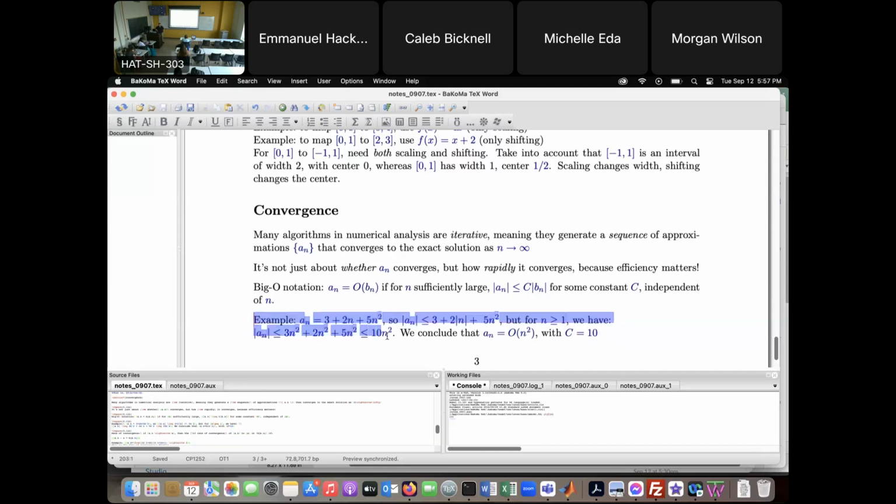The question in this example is about how we show that this sequence is big O of n squared. So you can think of it as capturing the most significant part of a function or sequence in terms of growth rate.